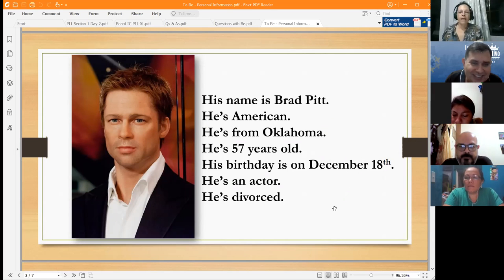His name is Brad Pitt. He's American. He's from Oklahoma. He's 57 years old. His birthday is on December 18. He's an actor. He's divorced. Okay, excellent. Yes, he's 57 years old. And yes, he's divorced.